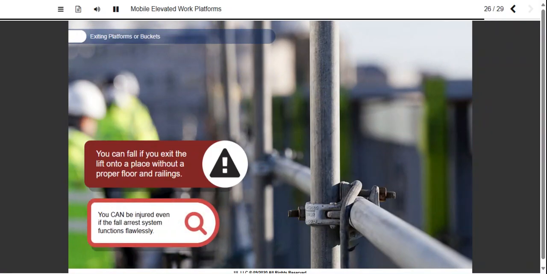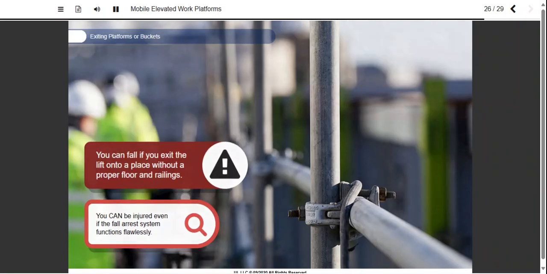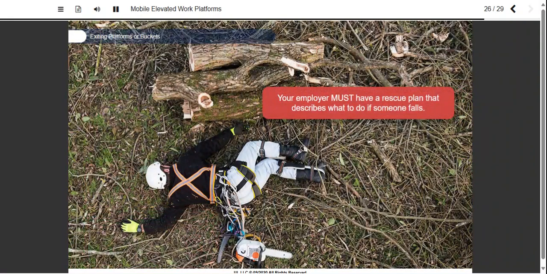Remember that you can be injured, even if the fall arrest system functions flawlessly. Your employer must have a rescue plan that describes what to do if someone falls.